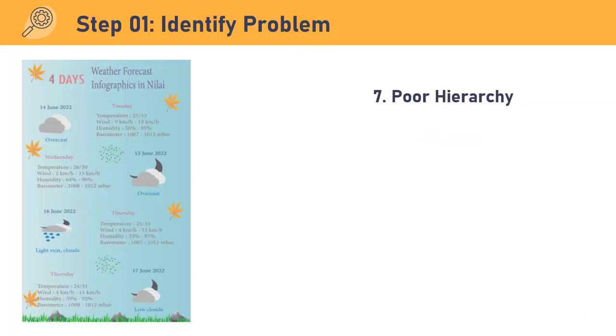In this sample, they have a poor hierarchy. Hierarchy is an important design principle in infographics that helps guide the viewer's attention and organize the information in a visually appealing and effective manner. As you remember from the previous slide, we learned about the hierarchy of the infographic. So here are some mistakes by this designer when creating this infographic.